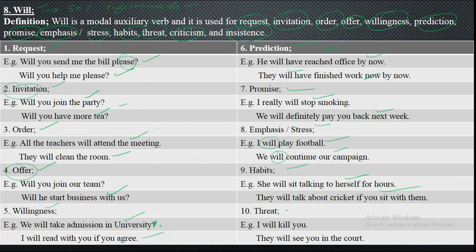When you threat someone, you'll be using modal auxiliary verb will. I will kill you. This is known as threatening someone, and they will see you in the court. Someone is going to threat someone that we will see you in the court.